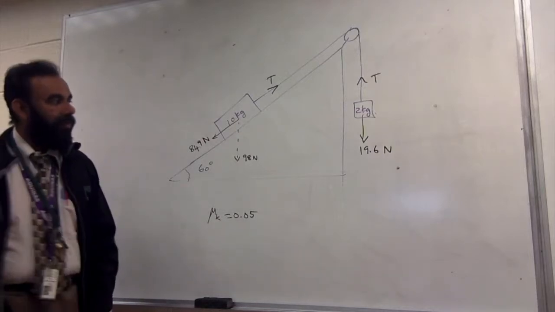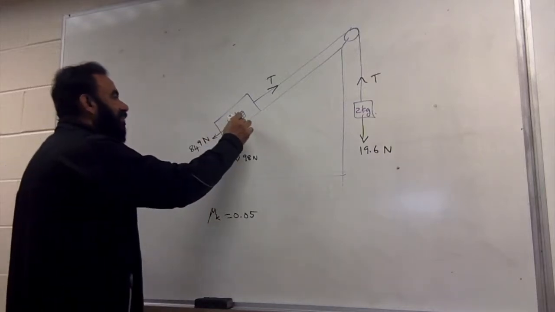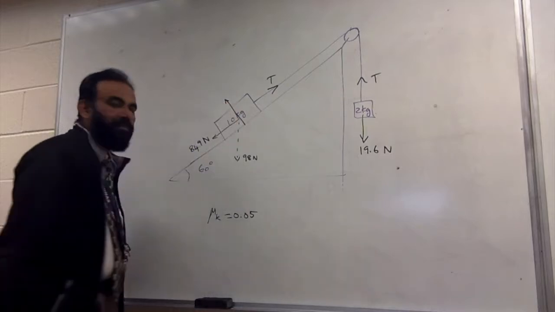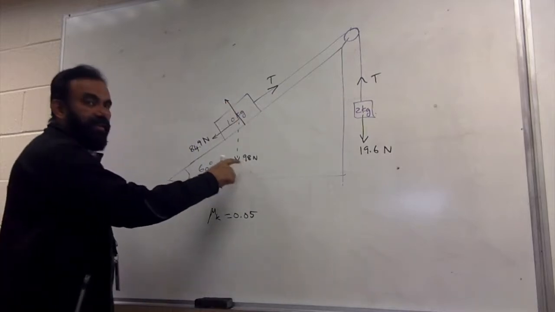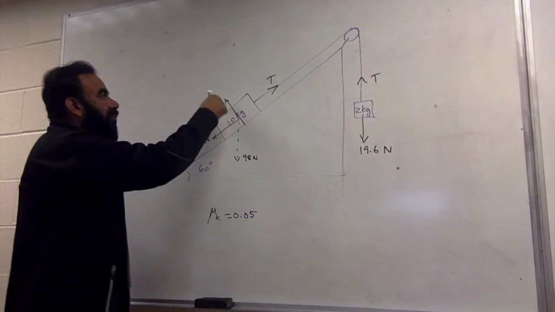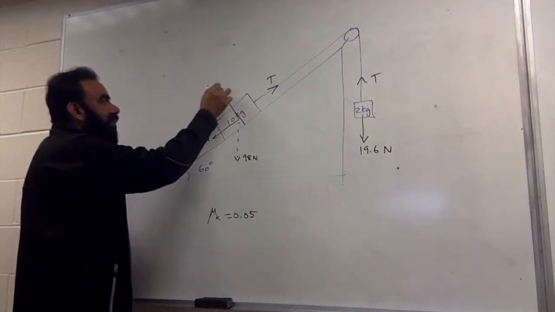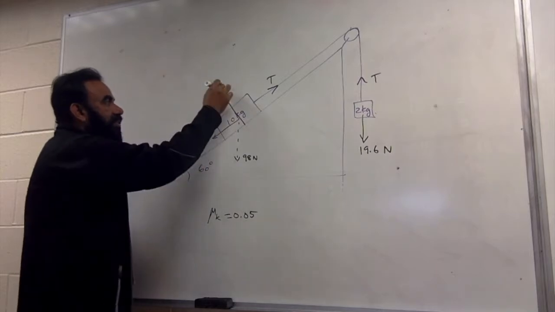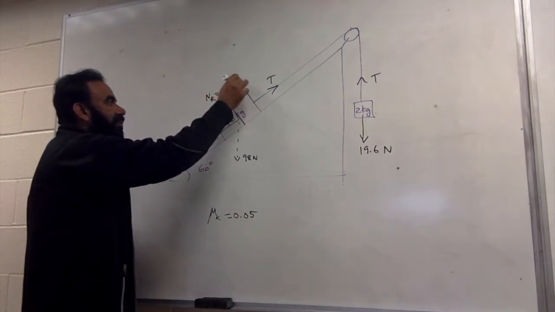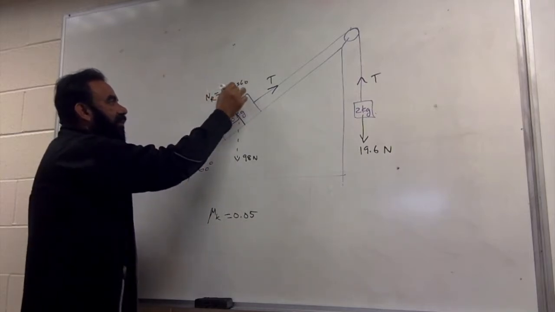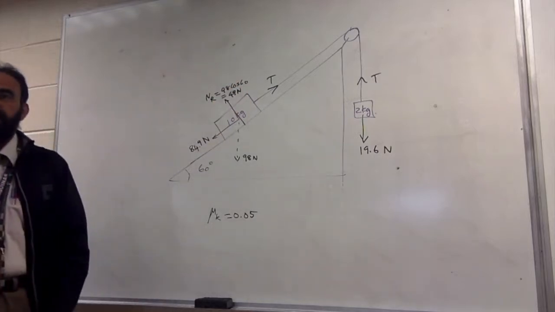Now, what is the normal reaction? It's going to be mg cosine 60. So the normal reaction is 98 cosine 60, which is 49. So there's a normal reaction of 49.